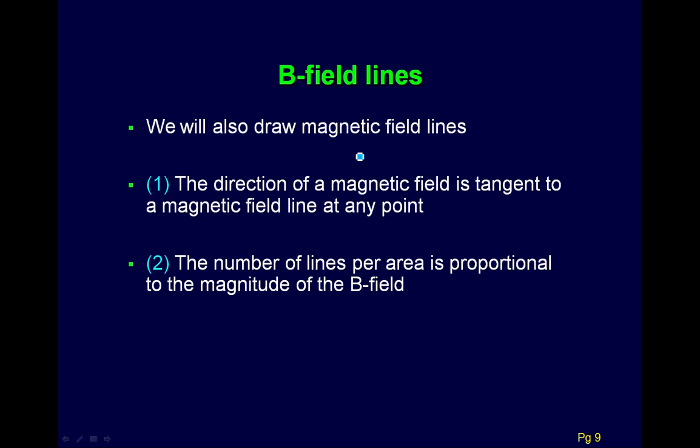And we like to draw lines with this, just like we did with electric field. The way the lines work is the direction of the magnetic field is tangent to the field lines at any point. And then the number of lines per area is proportional to the magnitude of the B field.